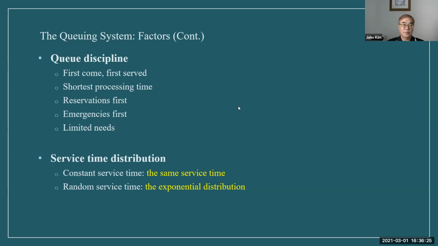Queue discipline. Later we will talk about scheduling in more detail. But if there are many customers, many cases use first come first serve, FCFS: whoever comes first gets service first. And shortest processing time: if there are multiple activities or works, the shortest processing time gets service first, then second, and so on. And reservation first: whoever has a reservation or appointment gets service first.